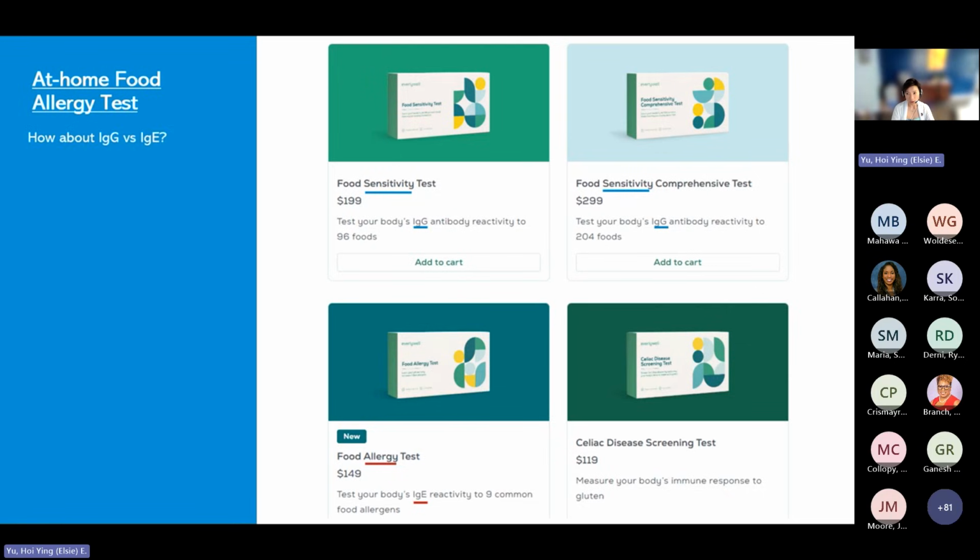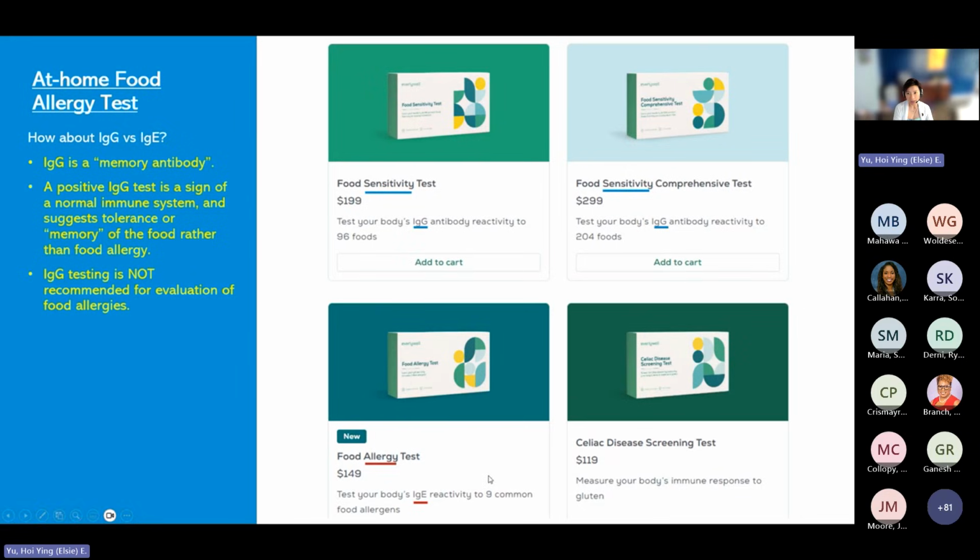And in case you're wondering, hopefully you can see that the food sensitivity test is the one that tests for IgG, and the allergy test tests for IgE. IgG, if you think about it from your immunology class, is really a memory antibody. A positive IgG test is a sign of a normal immune system and suggests tolerance, or that you have eaten the food, not necessarily food allergy. IgG testing is typically not recommended for evaluation of food allergies.